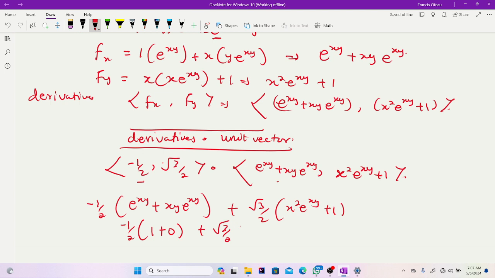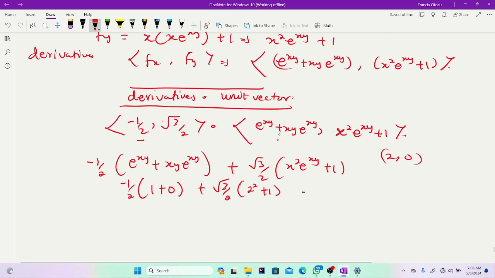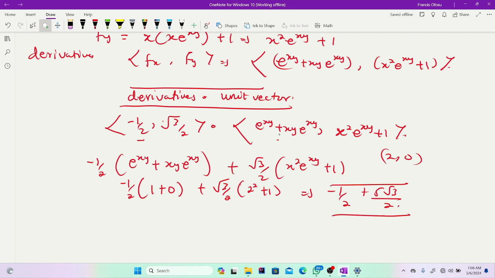So when I come here, the point is (2, 0). So x should be 4 in x squared, right? Then the exponential will be obviously 1. So let me write 2 squared plus 1. With this, I simply get negative half times 1, so negative half. And this is 4 plus 1, 5. Plus 5 root 3 over 2. And this gives us our directional derivative.